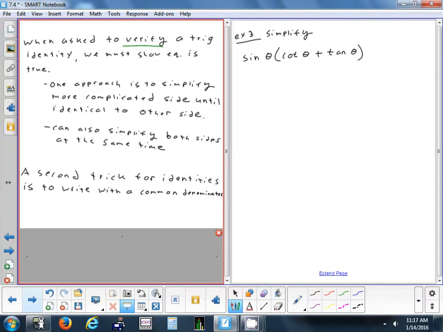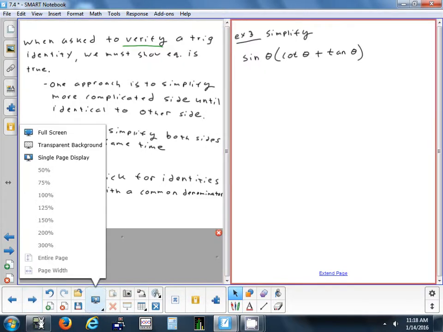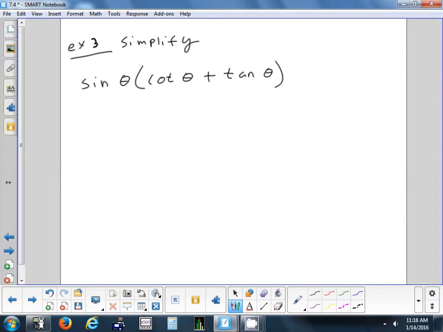What do you think the first step would be in example 3? Well, I guess you have two choices, not only cotangent, but tangent. Yeah, we could change everything to sines and cosines. What else could we do? Distribute. Yeah, we could distribute. You're going to have to do both of those things. Okay, the order you do them in, it doesn't really matter. Okay, I tend to do the distribute first.